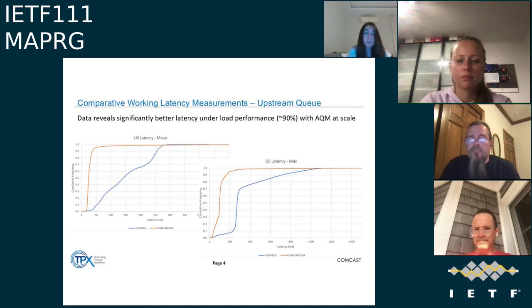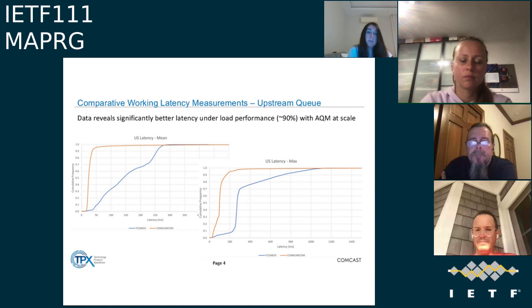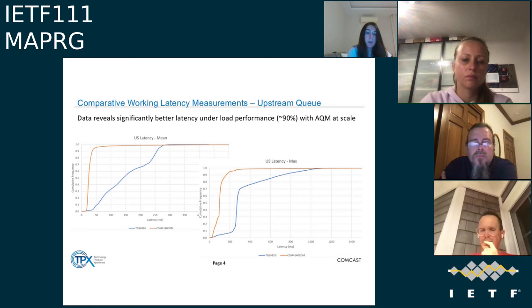As Jason explained, we had two DOCSIS 3.1 modems, and one had AQM enabled, which is the orange line on the graphs, and the other one had AQM disabled, which is the blue line. These graphs show the cumulative distribution function for the working latency under load, displayed in milliseconds on the x-axis. Here we have mean and maximum values, but we have a new platform that includes other percentiles and also the transaction rates to estimate the packet loss as well.